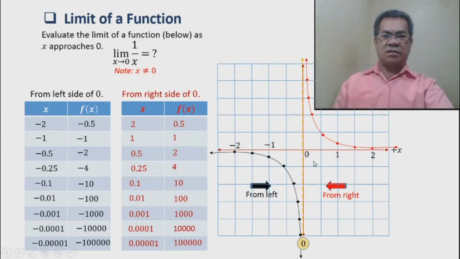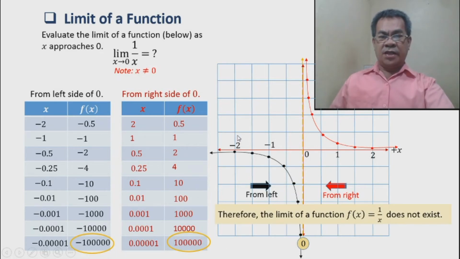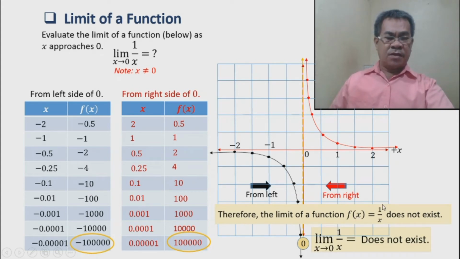We call this curve sketching using this process. Okay, then, look at the result. They are not equal. As you move closer to 0, this difference will become bigger and bigger. So therefore, we can say the limit of the function 1 over x does not exist at x equal to 0. So the limit of the function 1 over x as x approaches 0 does not exist.